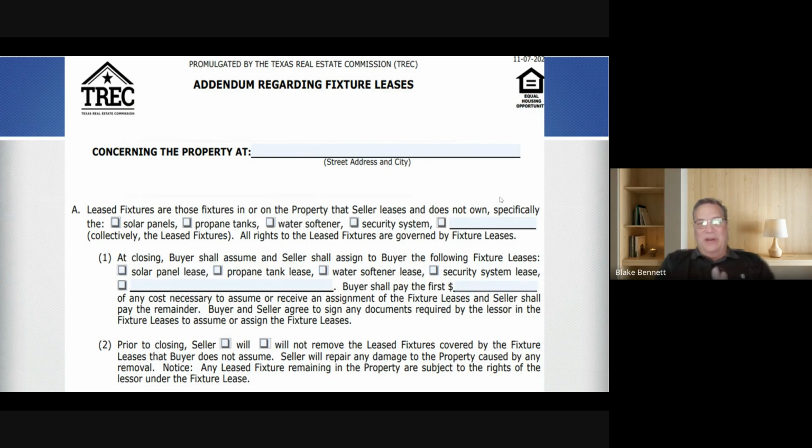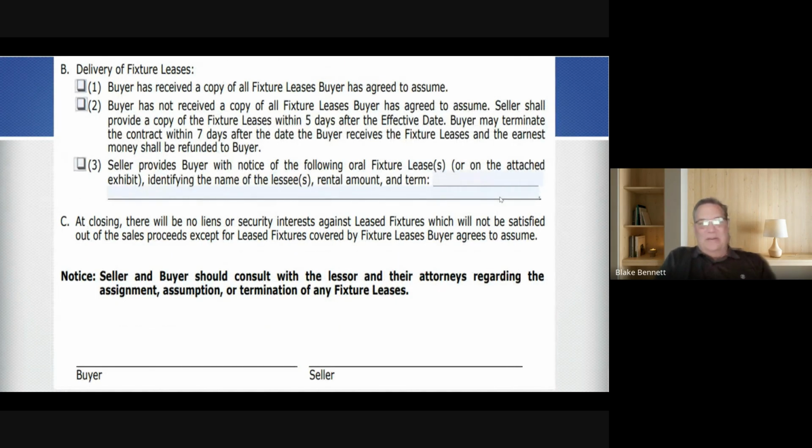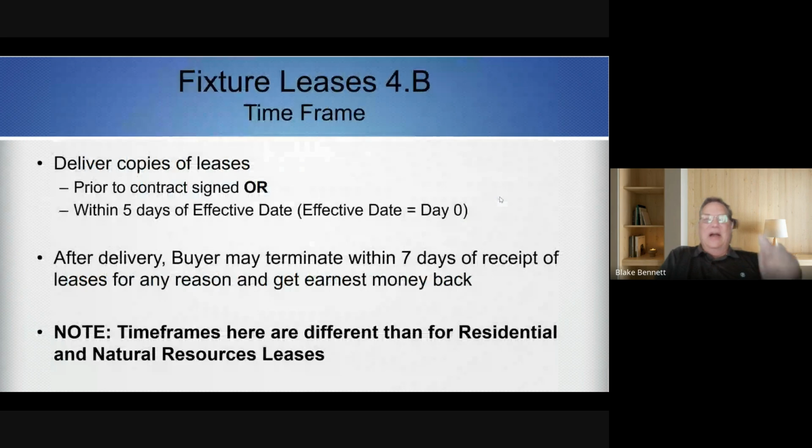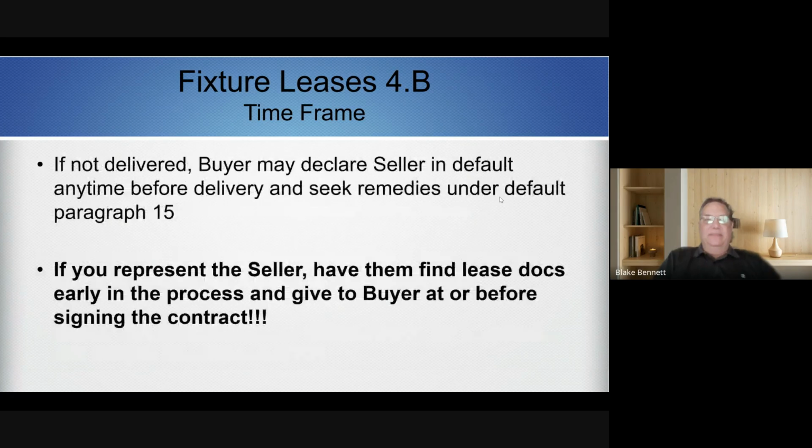Here's your addendum regarding fixture leases. There's the second part of it. Again, deliver the copies of these leases prior to the contract being signed or within 5 days of the effective date. Notice the difference here. Time frames are different whenever it comes to fixture leases. After the delivery, buyer can terminate within 7 days of the receipt of those leases if they so choose. But get them early. Get them very, very early.